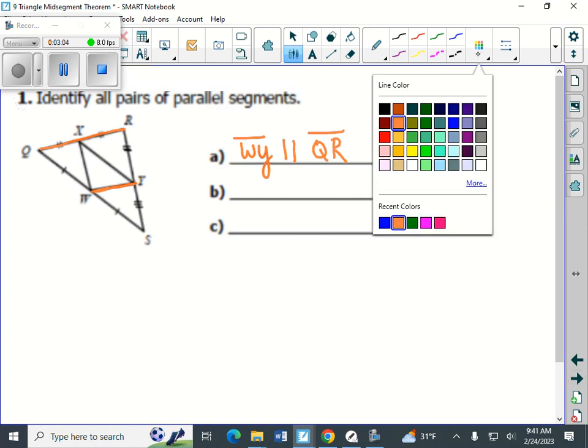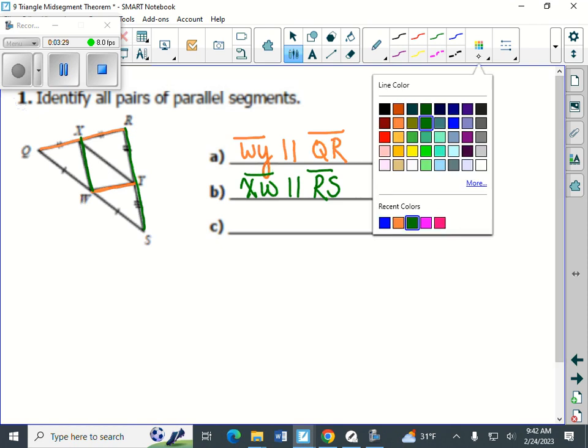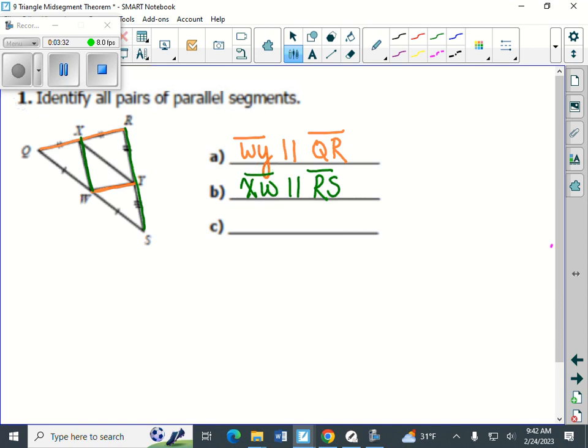And let me change colors here so we can distinguish. But we also could have done XW is parallel to RS. But we have a third statement that we can make, and that is XY is parallel to QS.